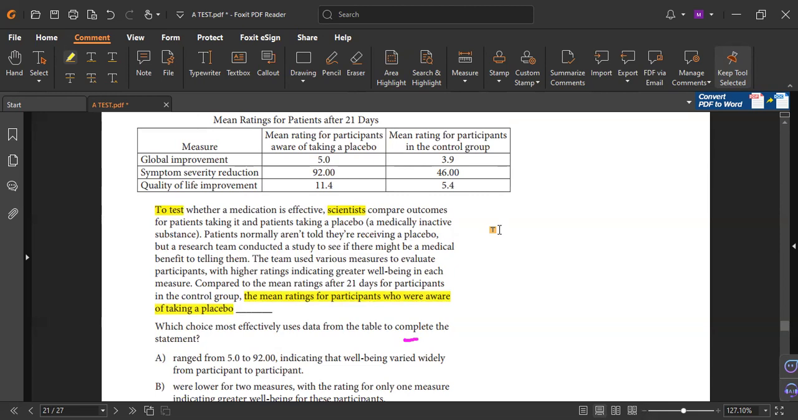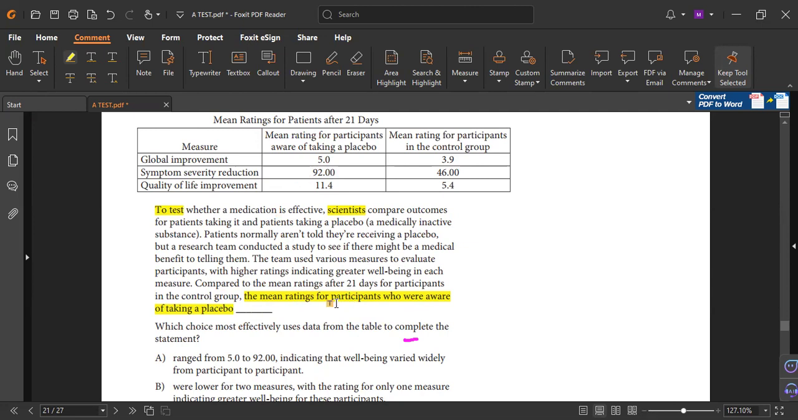Let me help you. Always read the question very carefully. Well, here we always read the question. So he said complete, so we need to complete. He says the mean ratings for participants who were aware of taking place polls. So what happened here? Where is it? This is correct. So your answer must be here.